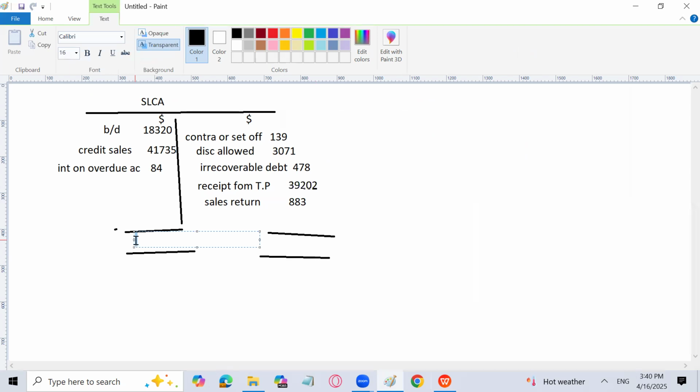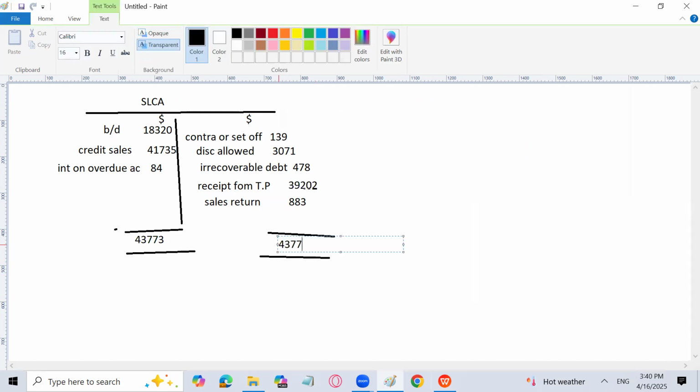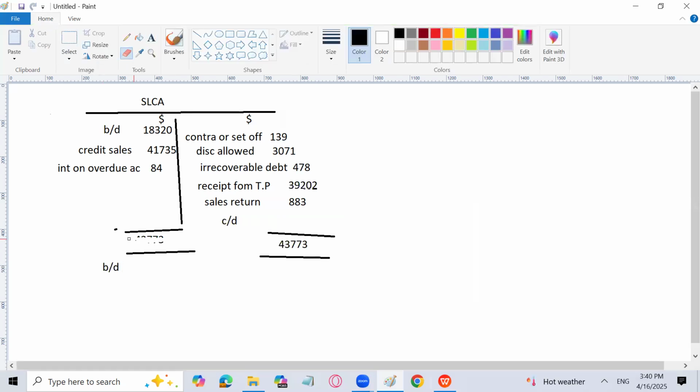Then I will subtract the credit side to get the balance carried down, which will become the brought down of the next period. The total is 43773. I will write it here also, 43773. Please take out the calculator. We don't need the total of the credit side. We need the total of the debit side because it is a trade receivable account. So the debit side total will always be on the higher side, because carried down will come on the credit side.